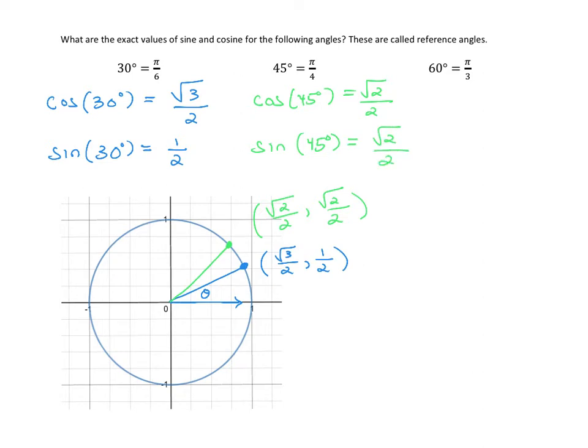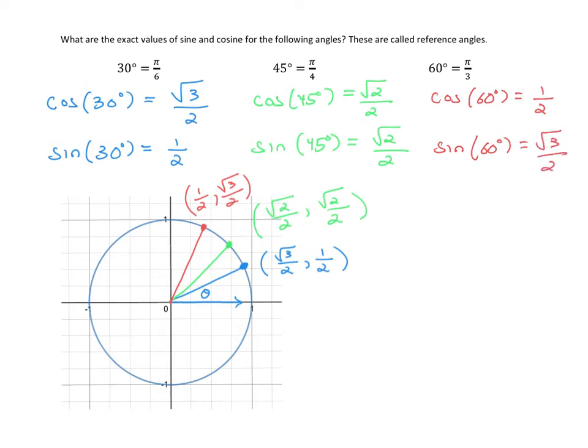The last angle, which is 60 degrees, so roughly here. Okay, the coordinates of this point are 1/2 for the x-coordinate and root 3 over 2 for the y-coordinate. So these two flipped around up here. What that means is cosine of 60 degrees is equal to 1/2, and sine of 60 degrees is equal to root 3 over 2. It is important to have these values memorized, and we will apply them in a couple of questions.